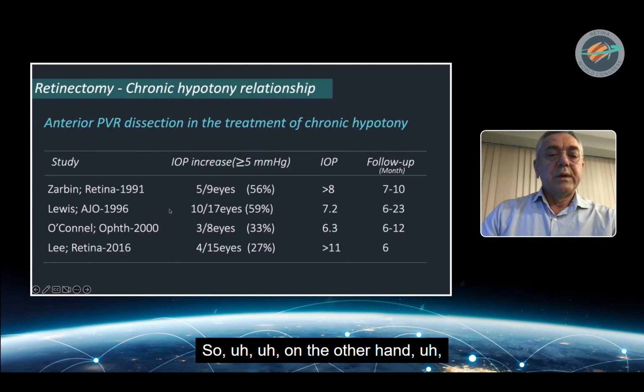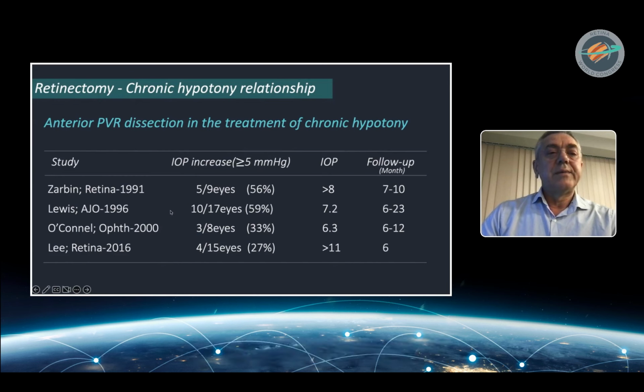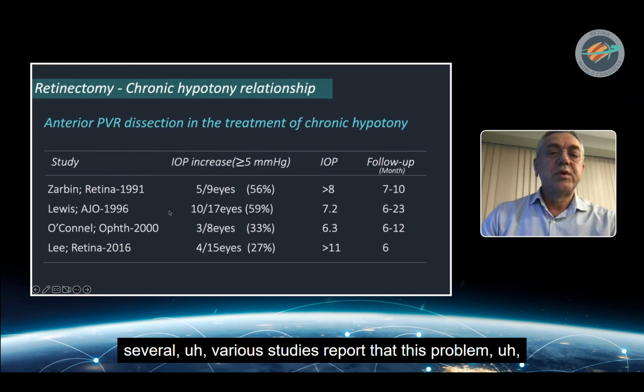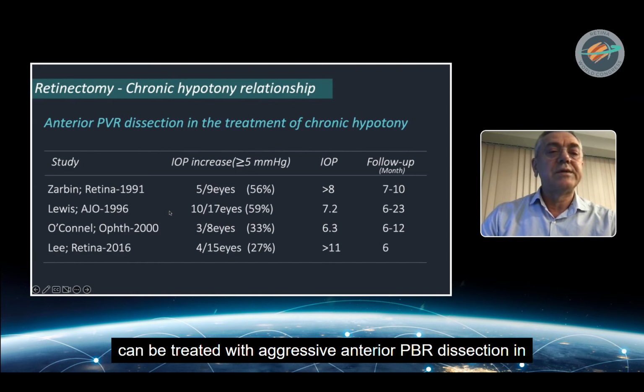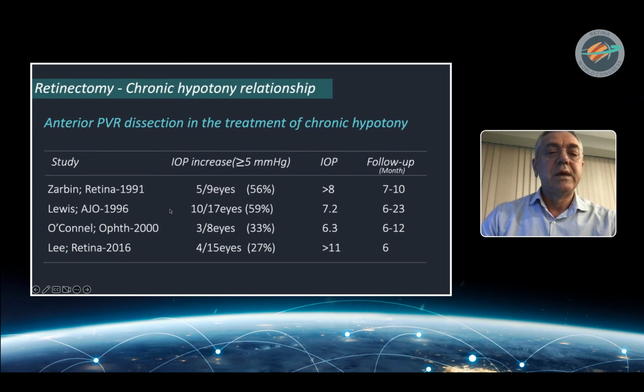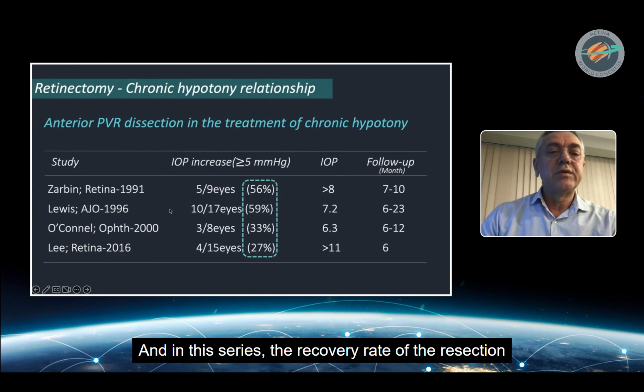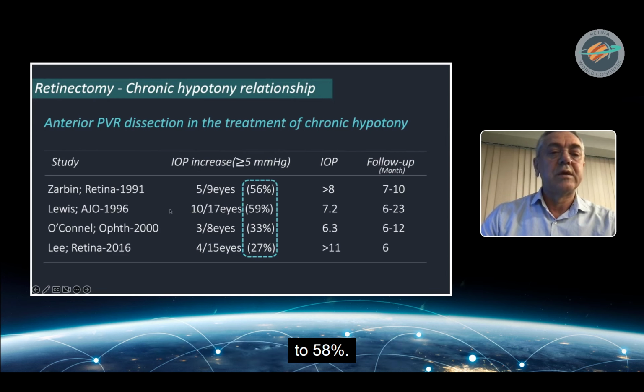On the other hand, various studies report that this problem can be treated with aggressive anterior PVR dissection in case of chronic hypotony. And in these series, the recovery rate of hypotony after resections varies between 27 and 58%.